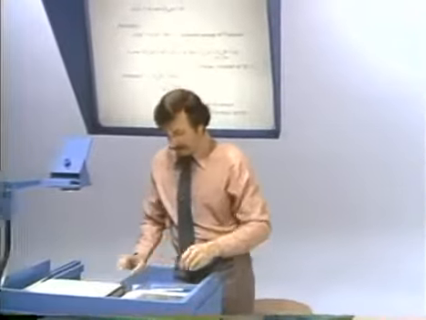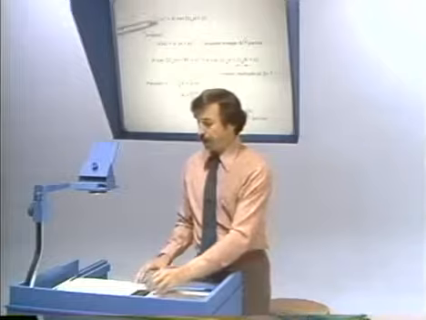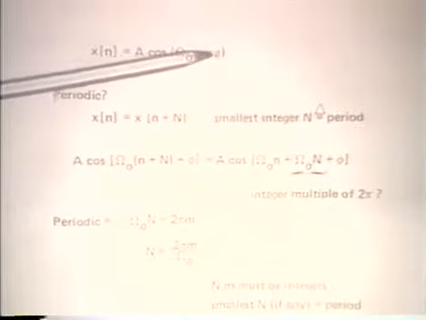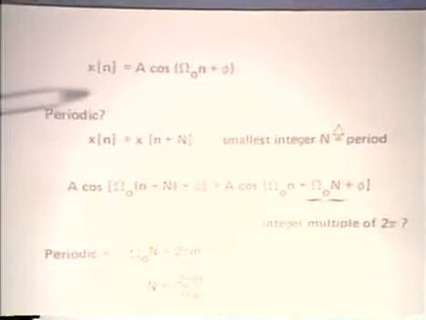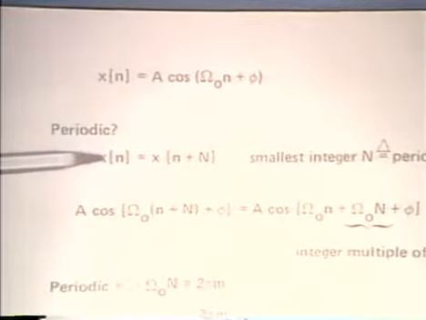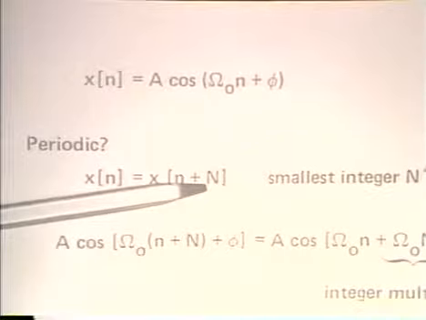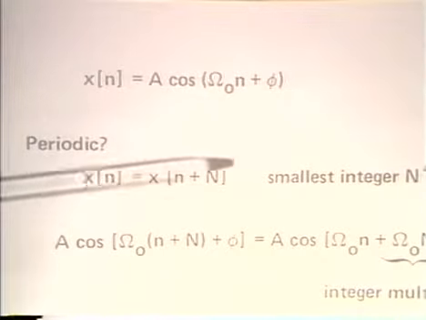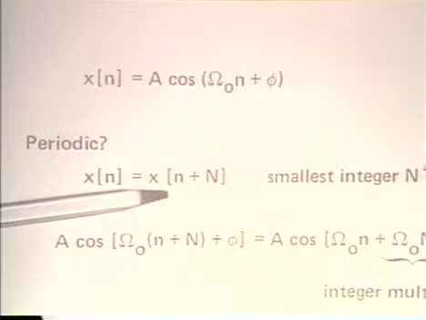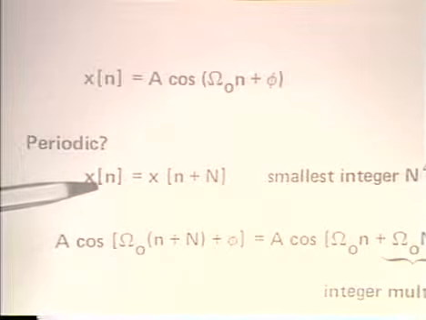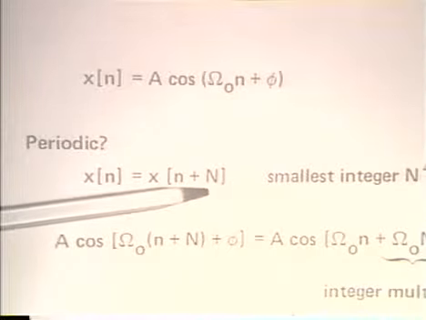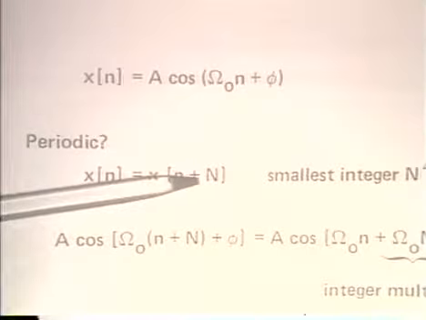To explore that a little more carefully, let's look at the expression again for a general sinusoidal signal with an arbitrary amplitude, frequency, and phase. And for this to be periodic, what we require is that there be some value, capital N, under which when we shift the sequence by that amount, we get the same sequence back again. And the smallest value, capital N, is what we've defined as the period.